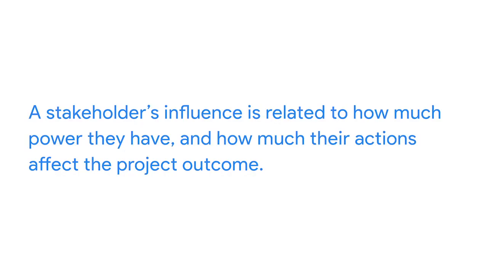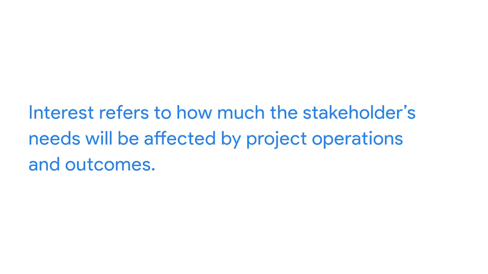As part of your analysis, try to answer as many questions as you can about each stakeholder. Then, as you review your list, identify which stakeholders directly influence the project and the level of interest each one has. A stakeholder's influence is related to how much power they have and how much their actions affect the project outcome. Interest refers to how much the stakeholder's needs will be affected by project operations and outcomes.